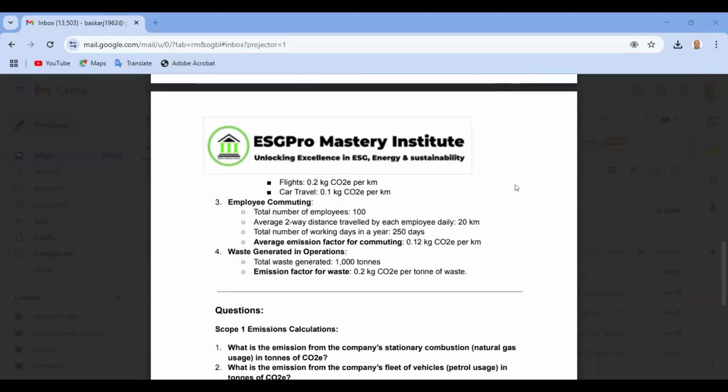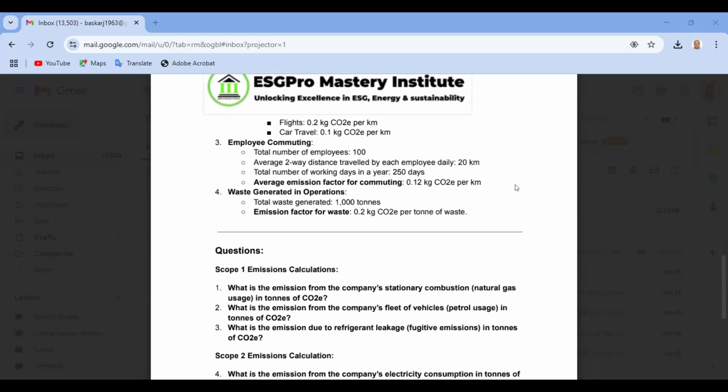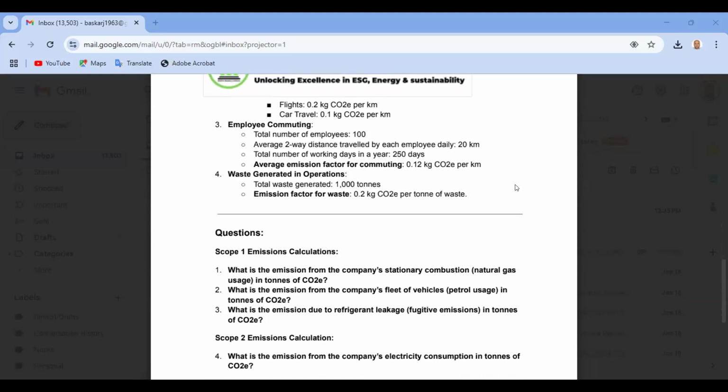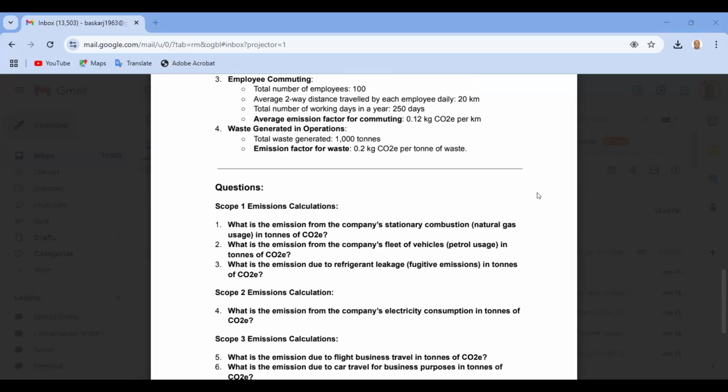Emission factors: flights are 0.2 kg CO2 equivalent per kilometer. Car travel is 0.1 kg CO2 equivalent per kilometer. Employee commuting: the total number of employees is 100. The average two-way distance traveled by each employee daily is 20 kilometers. The total number of working days in a year is about 250. The average emission factor for commuting is about 0.12 kg CO2 equivalent per kilometer.